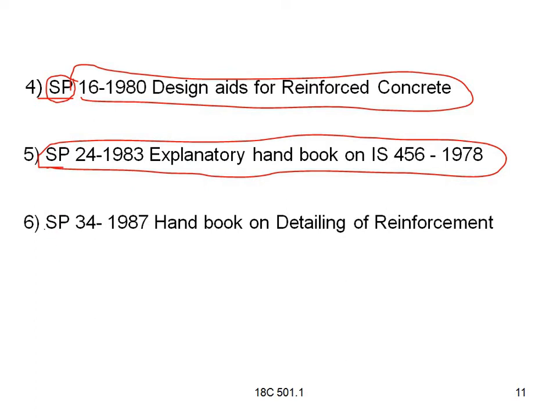And the sixth one is Standard Publications SP 34 1987 Handbook on Detailing of Reinforcement. In this handbook we will have all the details of reinforcements, such as how the bar will be bent, what the cutting sections are, what types of steel bars are used, and what materials are used in the steel. So that will be the detailing of reinforcement.